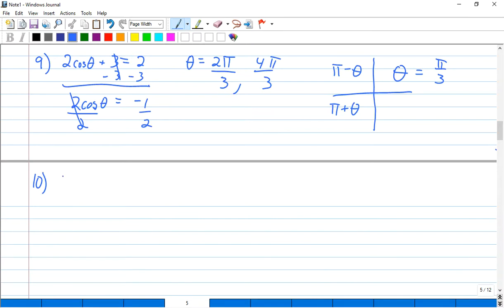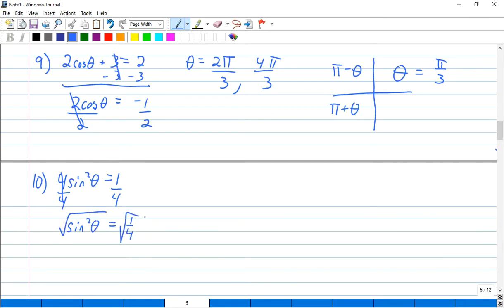All right, problem number 10. 4 sine squared theta equals 1. So I want to solve for theta. So again, think about it. What would you do if this was 4x squared equals 1? Well, the first thing you'd have to do is divide both sides by 4. So I get sine squared theta equals 1/4.